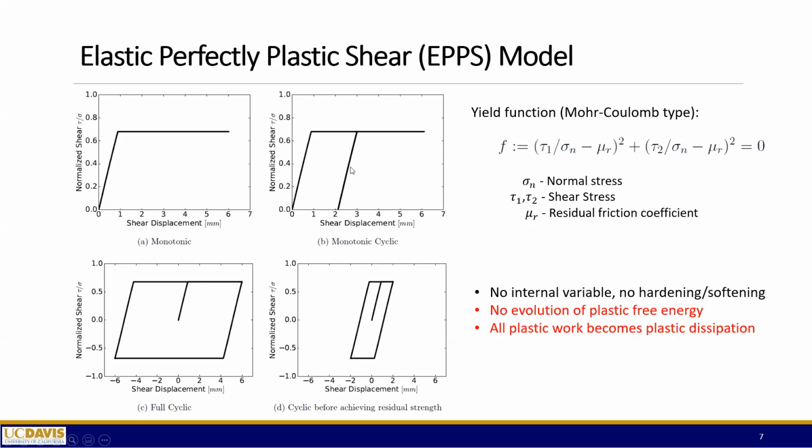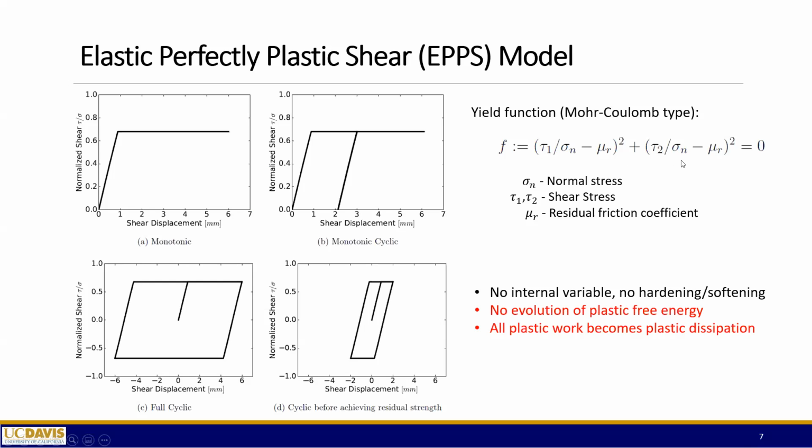So, similarly, when you have unloading, loading, and then cyclic loading, these are the behaviors of this material model. So this is the yield function. As I mentioned before, it's a typical Mohr-Coulomb type. Here is the yield function.